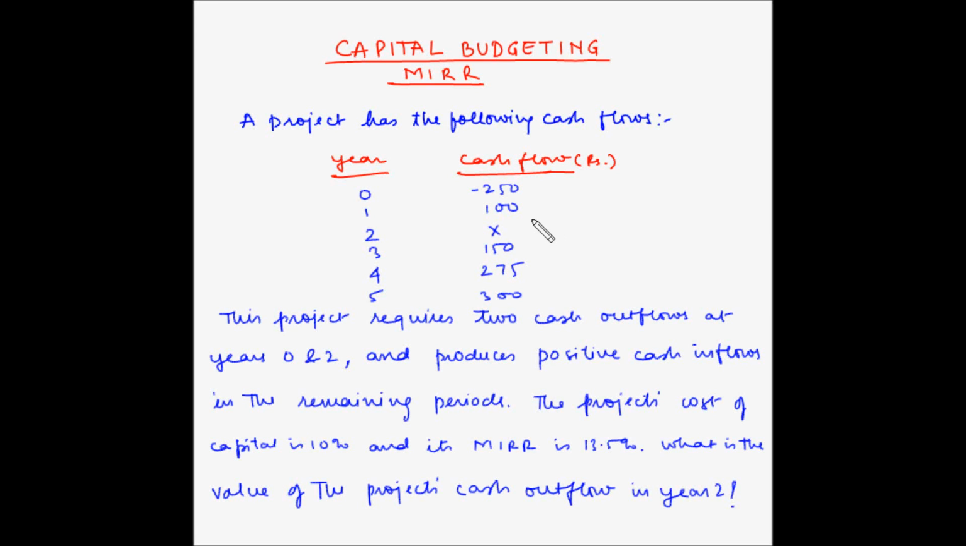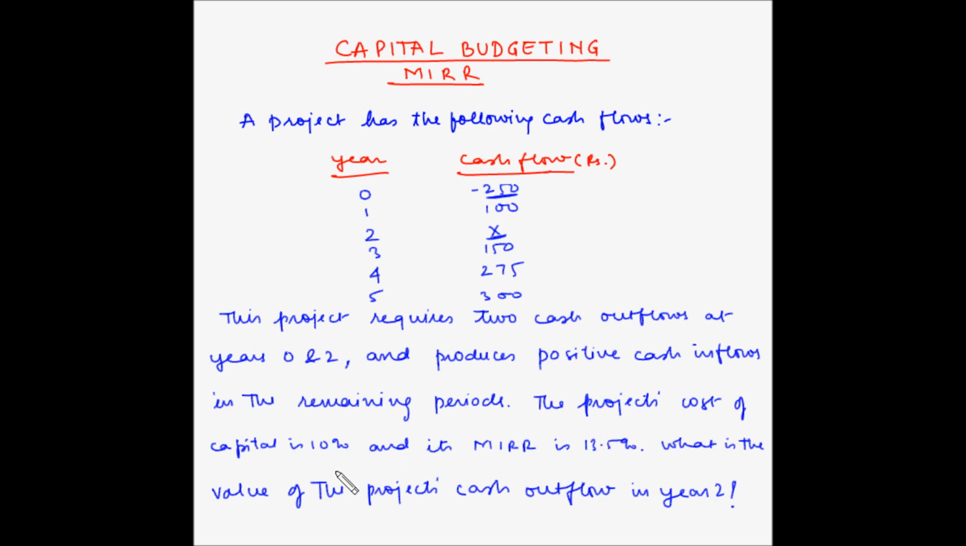Let us look at another example of modified internal rate of return, or MIRR in short. A project has the following cash flows. So we have been given years 0 through 5 and their respective cash flows in rupees. Now the project requires two cash outflows at years 0 and 2 and produces positive cash inflows in the remaining periods. So basically there are two cash outflows. One is this and the other is this.